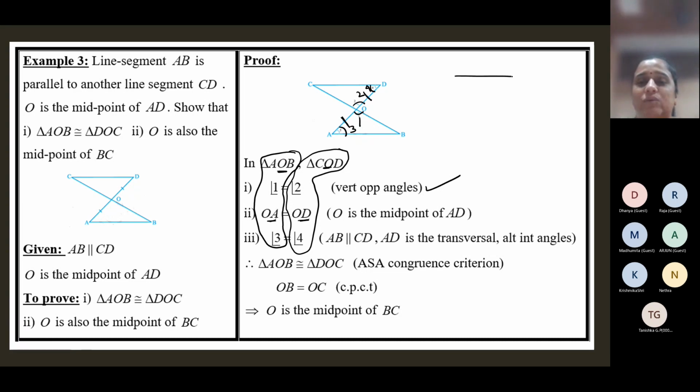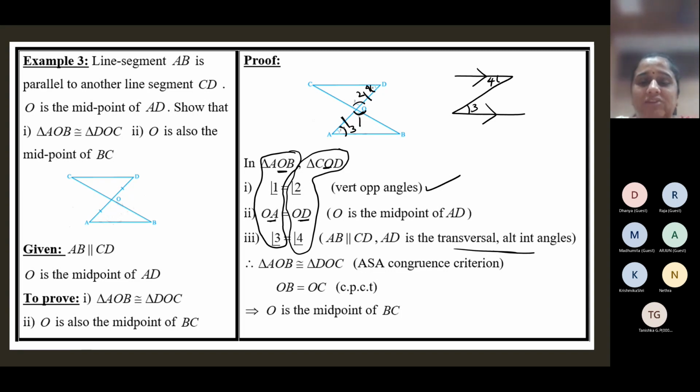Alternate interior angles are equal, because we are given that these two lines are parallel to each other. So angle 3 is equal to angle 4. Alternate interior angles are equal. So what rule does this make?